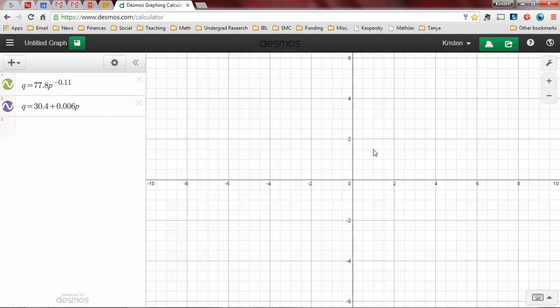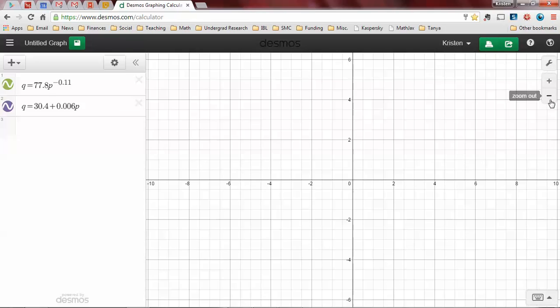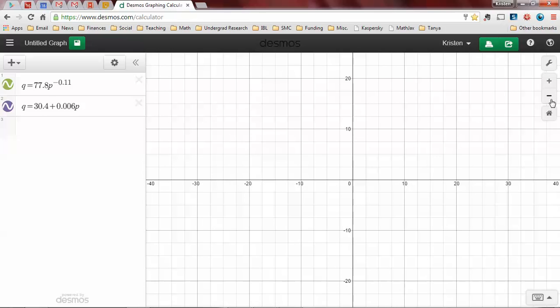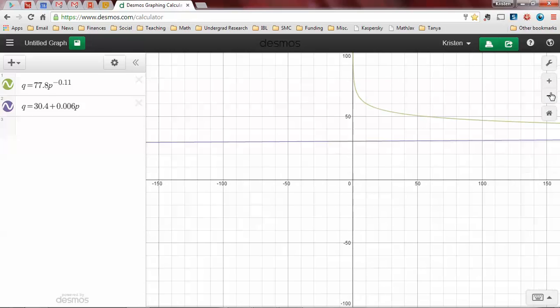There doesn't seem to be an error. However, I don't see a graph. So what we're going to do is start zooming out and see if we can locate it. So we see something here. This purplish line appears to be the second equation because of the coloring system. If I zoom out a bit more, I start to see the green one, which is the first equation.